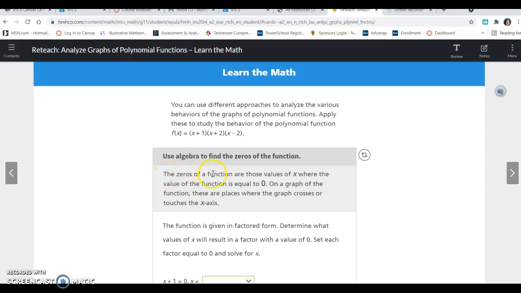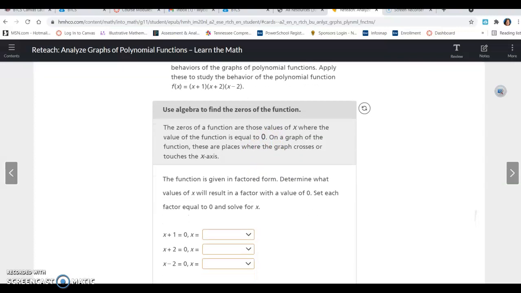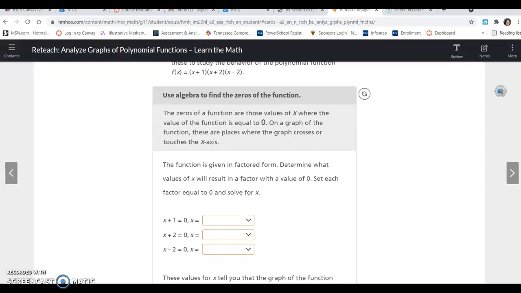It says use algebra to find the zeros of the function. The zeros of a function are those values of x where the value of the function is equal to 0. On a graph of the function, these are placed where the graph crosses or touches the x-axis. The function is given in factored form. Determine what values of x will result in a factor with the value of 0. Set each factor equal to 0 and solve.